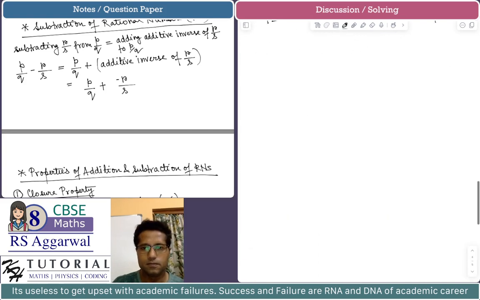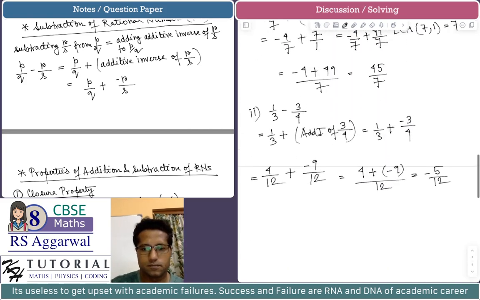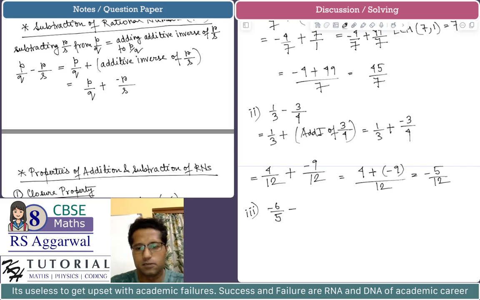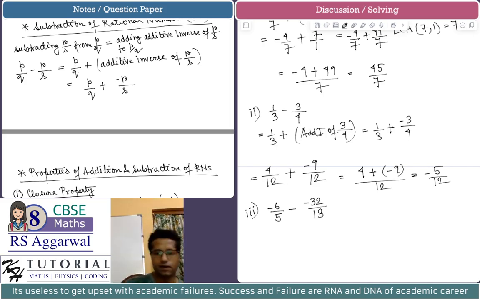One more example. Let's say we have to subtract minus 6 by 5, we have to subtract minus 32 by 13. We are subtracting minus 32 by 13 from minus 6 by 5.